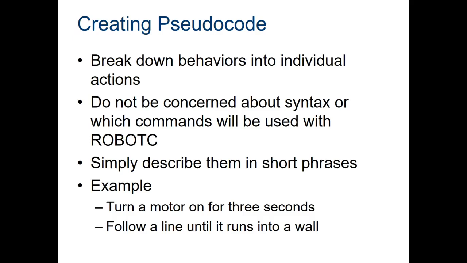Okay, this is important. The second sentence here: do not be concerned about syntax, which robot commands will be used with ROBOTC. You need to stick to the actions, so nouns and verbs, what it's actually going to do. Don't worry about syntax. It needs to describe it. Don't put in actual code as pseudocode. Pseudocode is a description, okay? So you describe what they're going to do, like turn a motor on for 3 seconds, wait, follow a line until it runs into a wall, do this until someone pushes a button or something like that, okay?